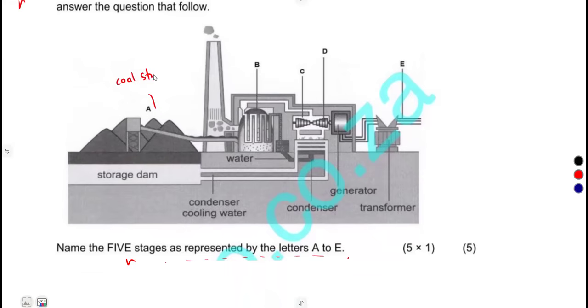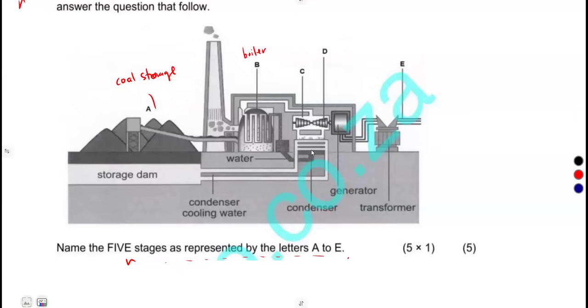This one, that's our coal storage, or a coal bunker, a bunker. That's the coal supply. All right. Then B is part of the boiler. This one, where there's water. So this is our boiler or the steam generator.